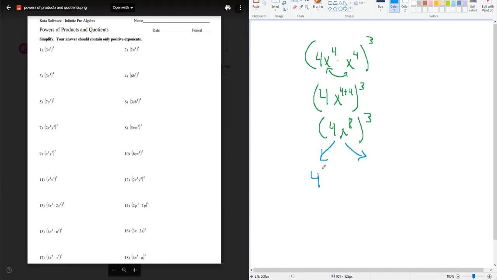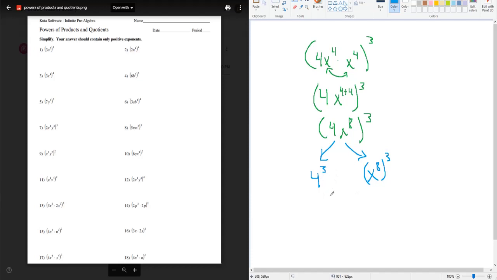So this becomes 4 to the 3 and x to the 8 to the 3. Remember, when we split them up, we still have this parenthesis and to the 3 on the outside, so we can't forget that those exist. They still apply to our numbers even though we split them up.